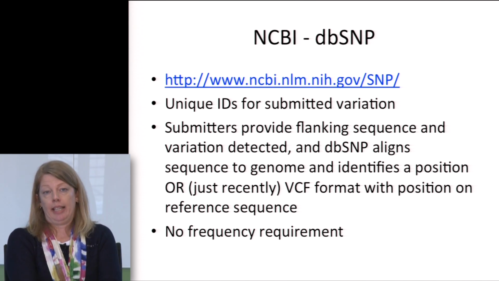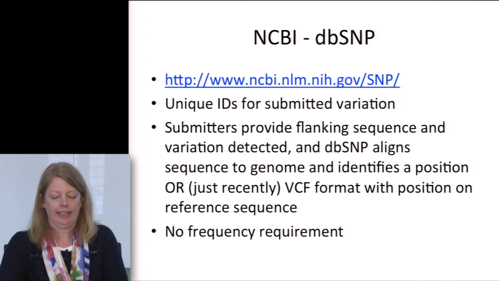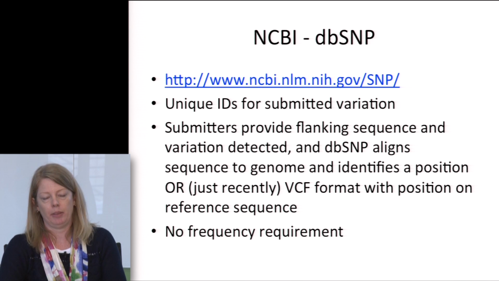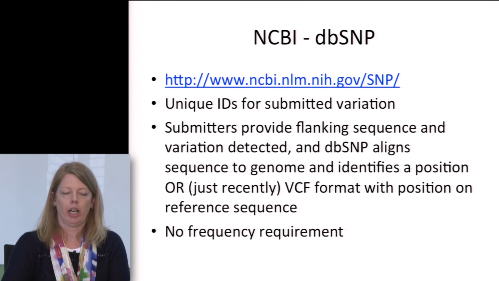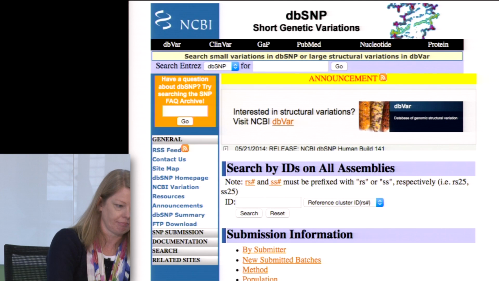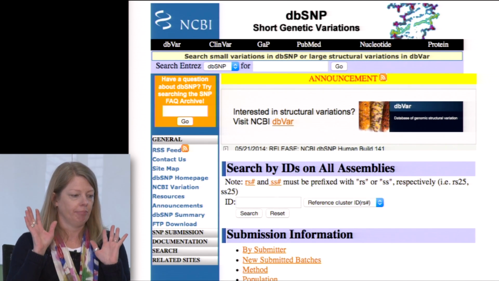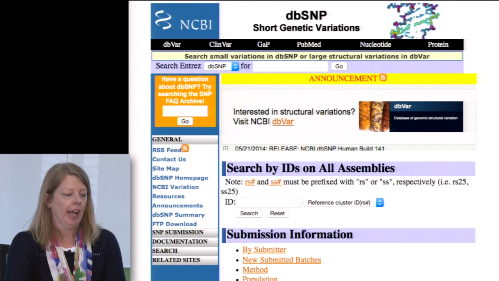Even though the name is dbSNP, they take more variation than just SNPs, or single nucleotide polymorphisms. They take information on indels, some repeats, and though SNP implies a particular frequency, there's no frequency requirement for depositing to dbSNP either. So it could be extremely rare or extremely common. dbSNP is just a name. So this is the home page.